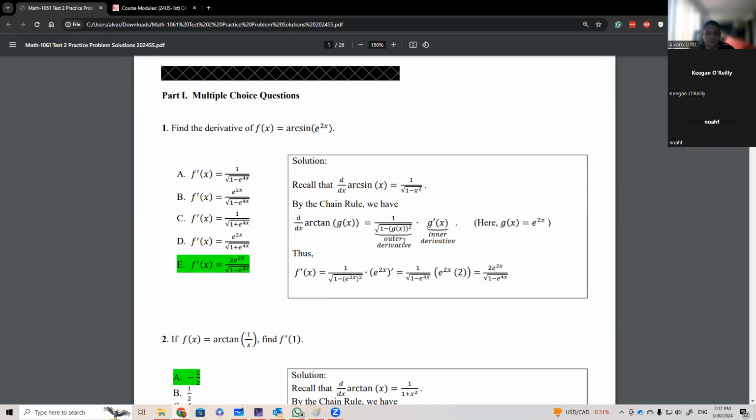So that's why you'll see here that the derivative of arcsine of g of x is 1 over the square root of 1 minus g of x squared times g prime of x. And then we just got to remember that g of x is e to the 2x. So we just plug that into whatever the space is for where g of x is supposed to go. And remember that the inside derivative is just going to be 2e to the 2x. Okay, so this would be like a standard chain rule question.